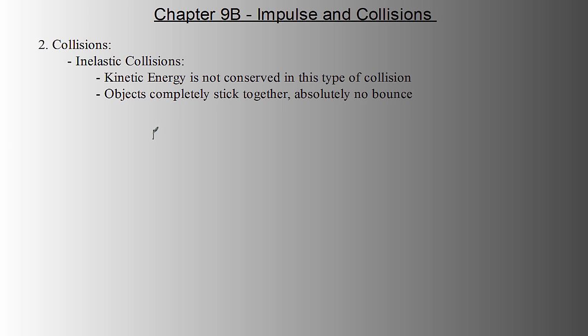So you're just going to have P initial equals P final, but what's going to happen is, you have two objects that stick together, you'll have M1 V1 initial plus M2 V2 initial. It's going to equal M1 plus M2. They stick together and they go off at a common velocity. We'll say velocity of 1, 2 together, final, something like that. So that's how you'd set up your equation.